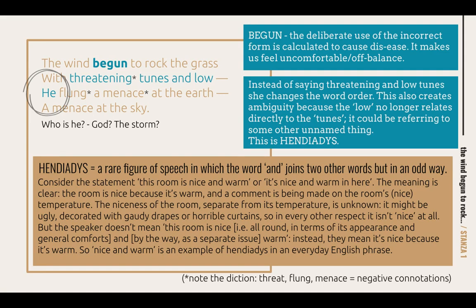And then, as I said, just note the diction in here, the connotations of those words like threatening, flung, menace. Those are not positive connotations. But they're contrasted with this idea that the wind is rocking the grass, which is actually quite a calm action. So there's some contrast in there. Don't worry, you'll see that it all amounts to something at the end of the poem.